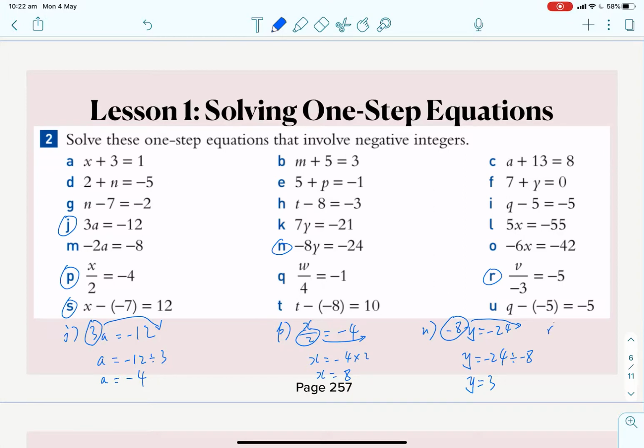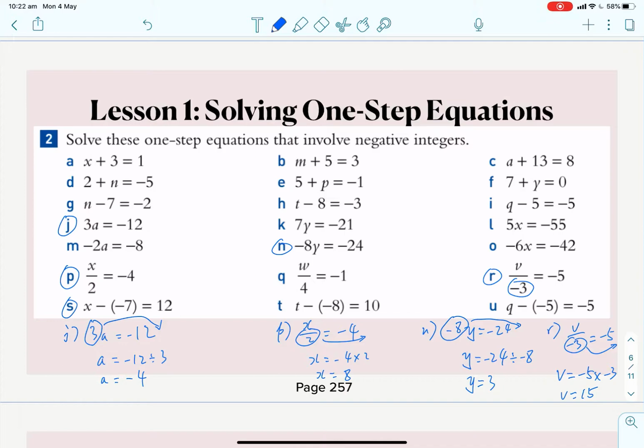Now for R, it's similar. Move to the outside, so v over negative 3 equals negative 5. Move this over, it's divide, opposite of divide is times, okay? v is negative 5 times negative 3. Negative 5 times negative 3 is 15, okay? Check your calculators.